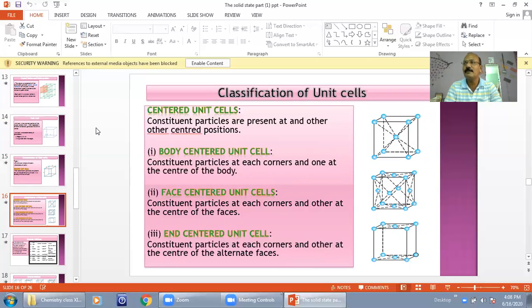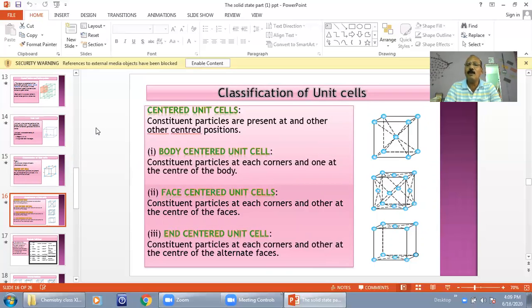That is equal to 1 plus 3. 1 plus 3 is equal to 4. So, the constituent particles which are present at the face-centered unit cell are 4 only. What is end-centered? In end-centered, these are the points present at the alternate faces.